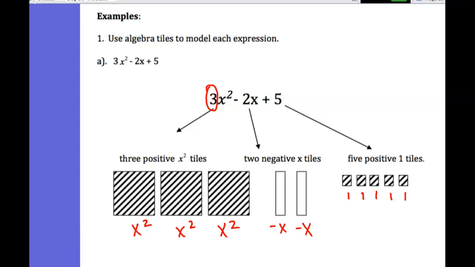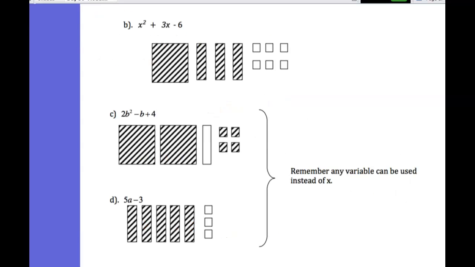Here's an example of our x squared. This one is x squared. Then 3x, so we have 3 x's, they're positive, and then we've got negative 6 ones. So that's how we get x squared plus 3x minus 6. Here we've got b squared. It doesn't matter what the variable is. This is a b squared and a b squared, so we have 2b squared. This is a negative b, and then this would be plus 4. So that's how we get 2b squared minus b plus 4.